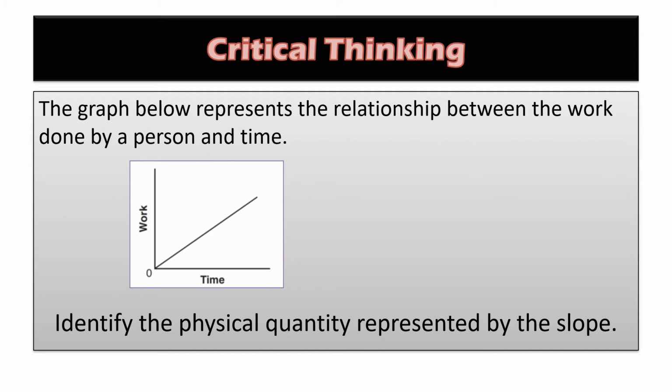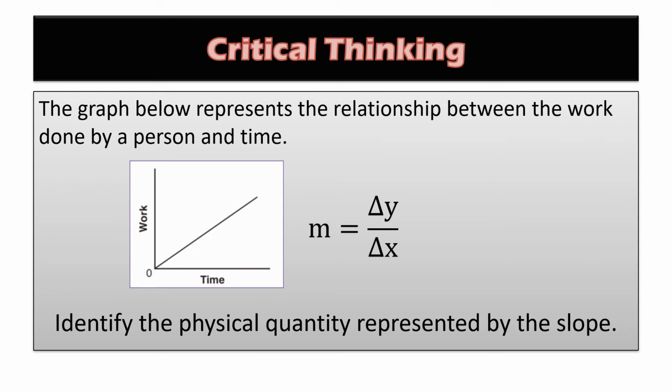Critical thinking: the graph below represents the relationship between the work done by a person and time. So this is a different one. Previously in this unit, we saw an F versus D graph. This is completely different. This is a work versus time graph. Identify the physical quantity represented by the slope. Pause the video and try to figure out what the slope represents. Did you pause the video? Pause it. Come on, think about it. What does the slope represent?